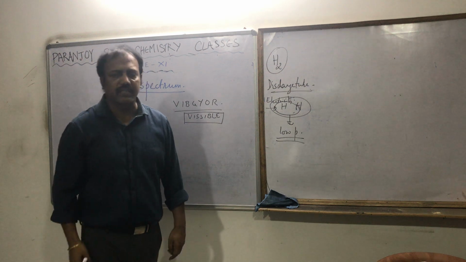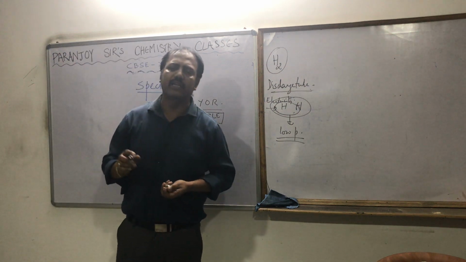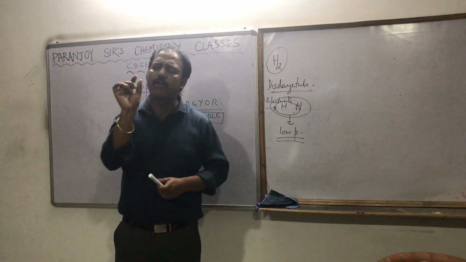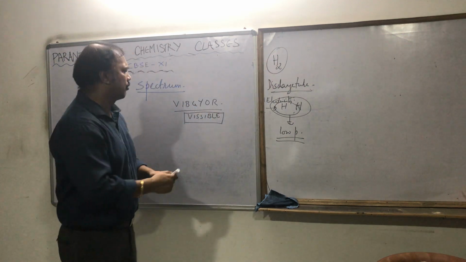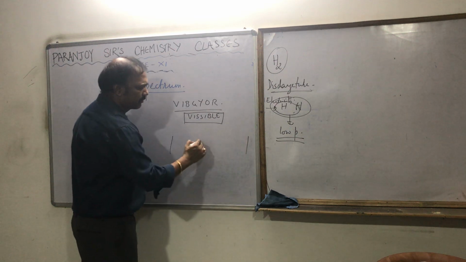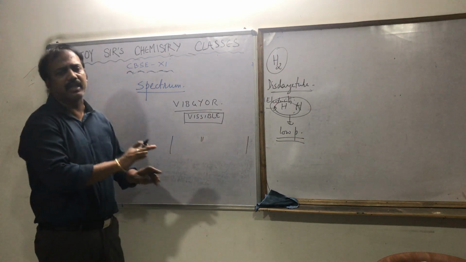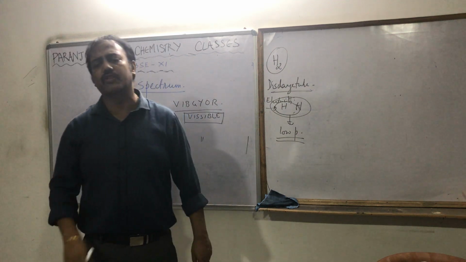But it is not necessary that all electromagnetic radiation will fall in the visible region. The visible region is only a very small part of the total. If the total electromagnetic radiation is this much, the visible region is only this much. The rest are all non-visible regions. There are so many things.